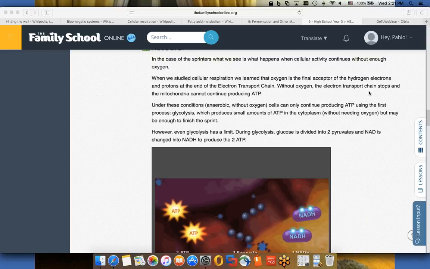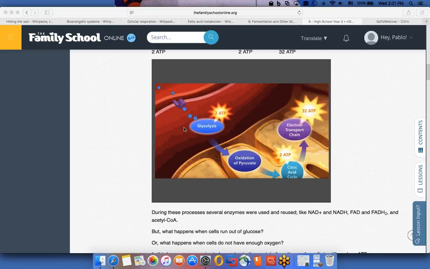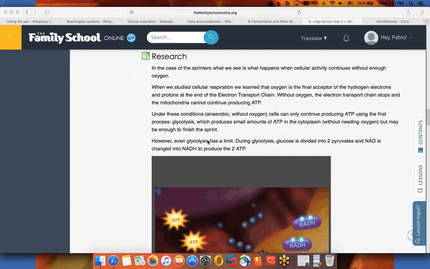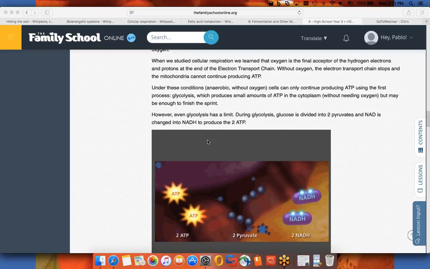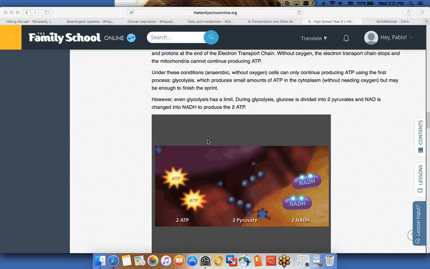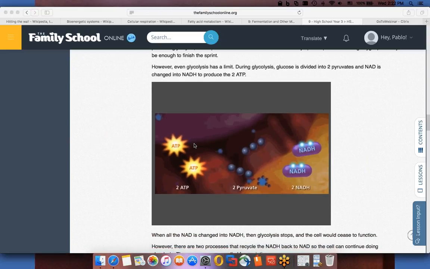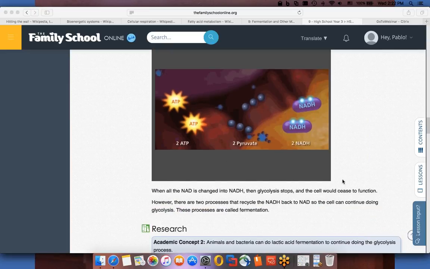And when that happens, cells can only continue producing the ATP using glycolysis, which makes small amounts of ATP in the cytoplasm, but it doesn't need oxygen like the others do. What was funny at the end is that it may be just enough to finish the sprint. And then it says, I learned that even glycolysis has a limit. It's divided into 2 pyruvates, and the NAD is changed into NADH so that it can produce the 2 ATP. And when it's changed into that, then glycolysis stops, and if it does, then the cell would stop functioning too.